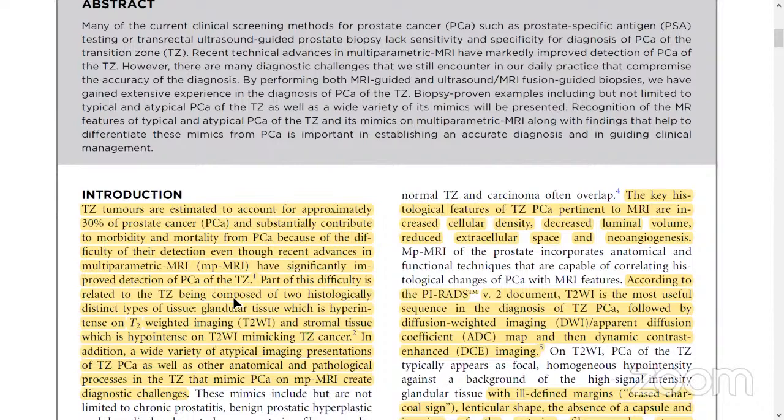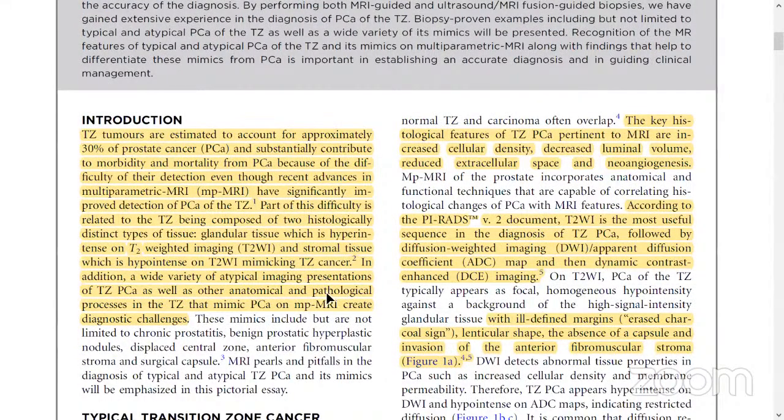Part of this difficulty is because this is composed of histologically two distinct tissues: glandular, which is hyperintense on T2, and stromal, which is hypointense on T2. So it has a normal stromal tissue, which will be hypointense, and that will mimic the transition zone tumor. So that is the problem. In addition, a wide variety of atypical imaging presentations, as well as other anatomic and pathologic processes, may mimic the tumor in the transition zone. So that is why it is important.